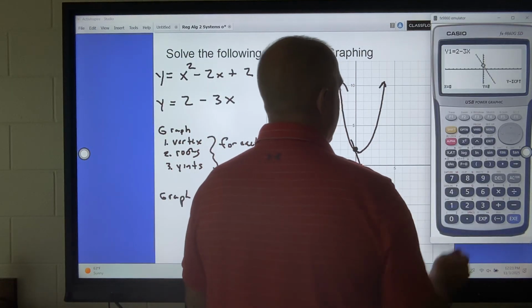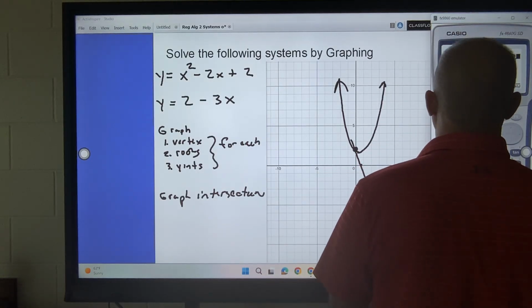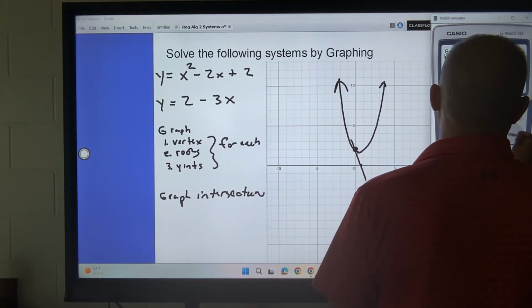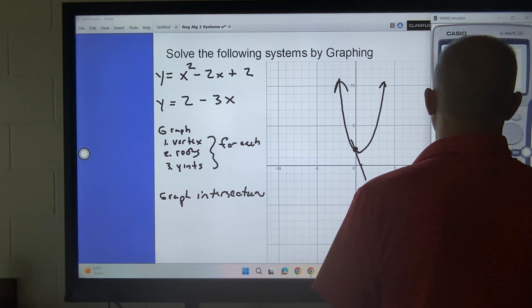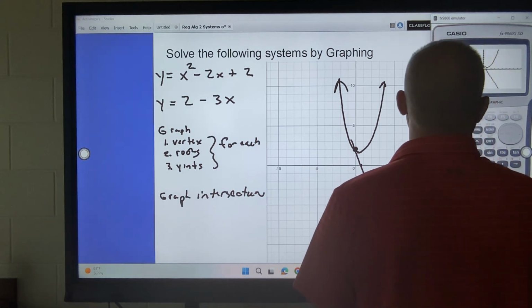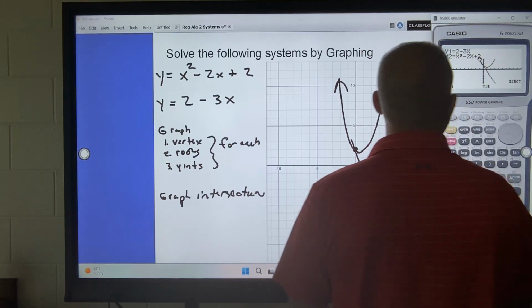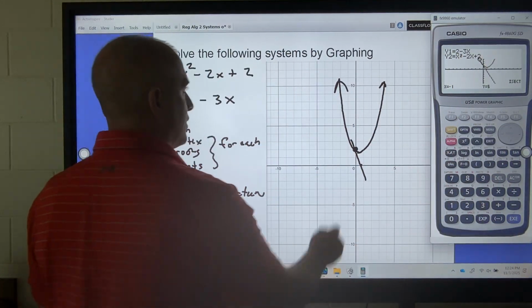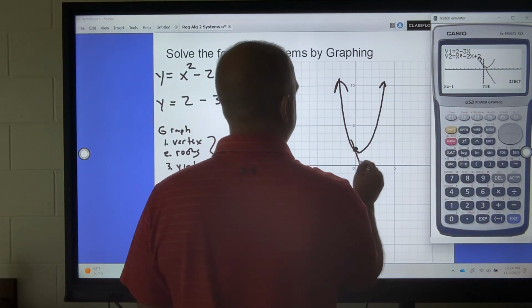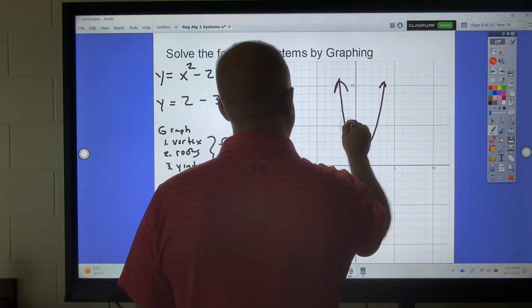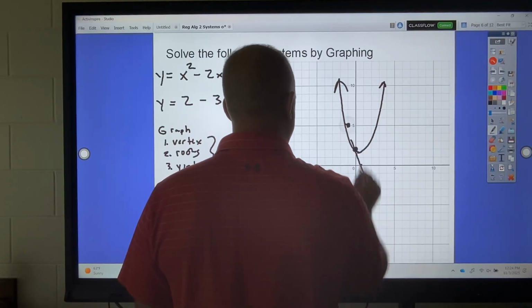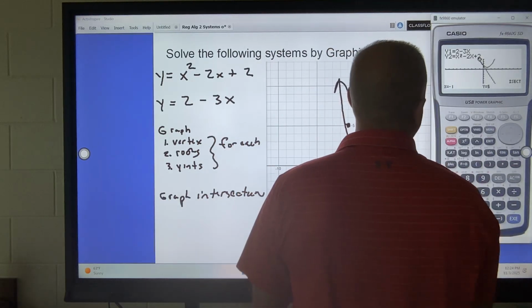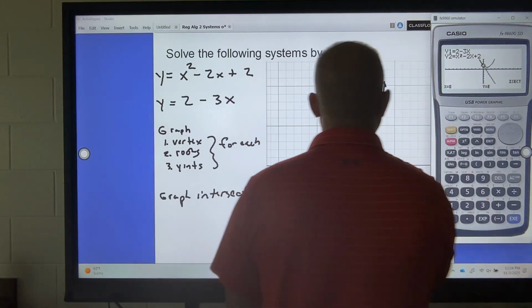Now, I'm going to go ahead and find the intersection points. So I'm going to put both of those in there. X squared minus 2x plus 2. I hit G-solve intersection. I got an intersection at negative 1, 5. So negative 1, 5 up. So that's definitely on there. And then I got an intersection at 0, 2.